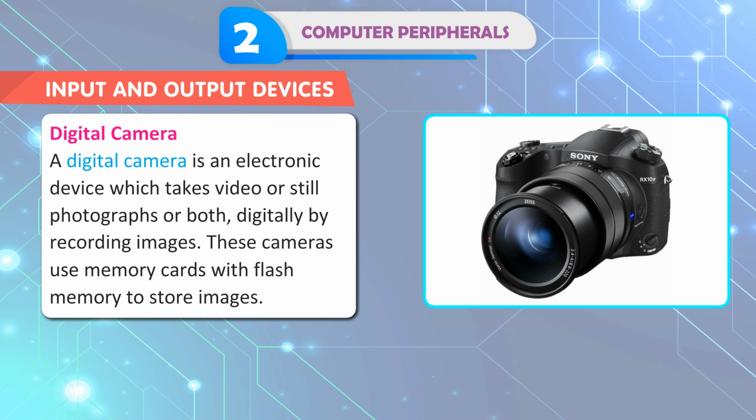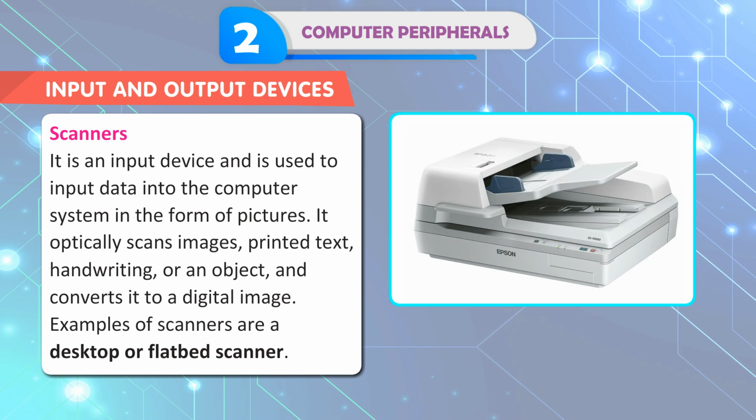Digital camera. A digital camera is an electronic device which takes video or still photographs or both digitally by recording images. These cameras use memory cards with flash memory to store images. Scanners. It is an input device and is used to input data into the computer system in the form of pictures. It optically scans images, printed text, handwriting, or an object and converts it to a digital image.